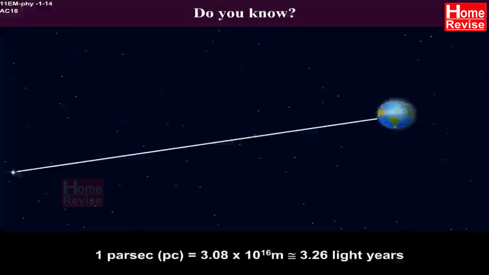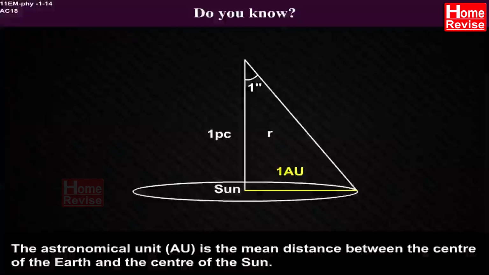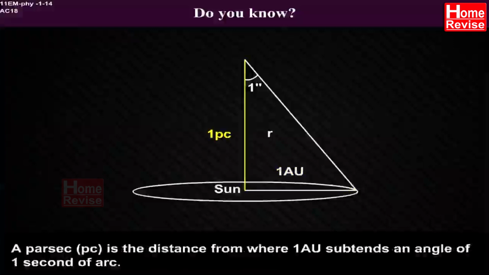A light year is the distance travelled by light in 1 year. The astronomical unit AU is the mean distance between the center of the Earth and the center of the Sun. A parsec PC is the distance from where 1 AU subtends an angle of 1 second of arc.